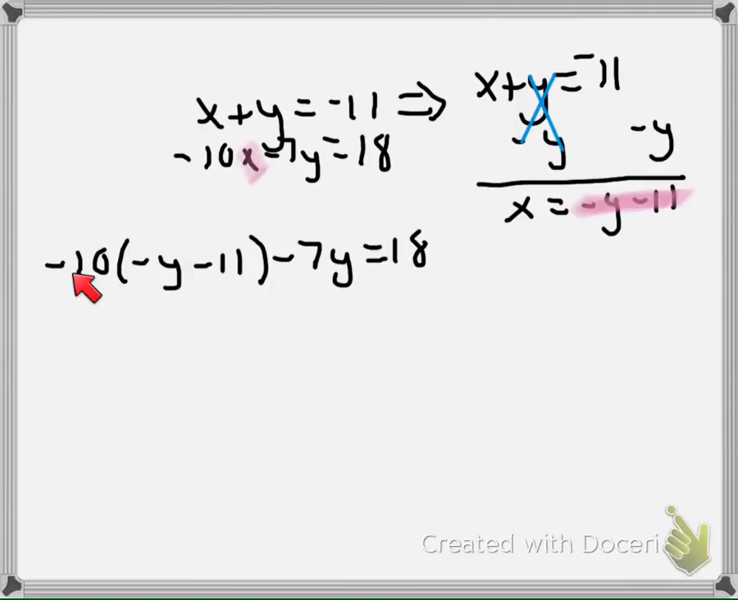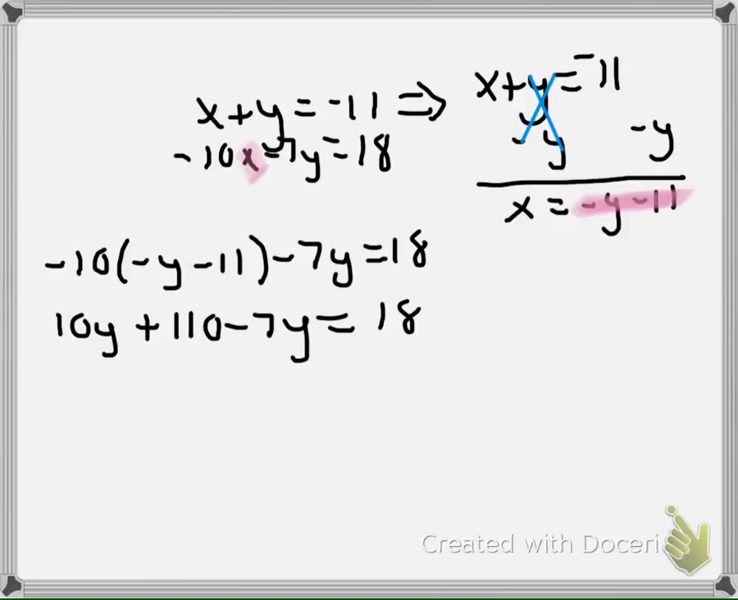Now I'm going to distribute, so I have to do negative 10 times negative y, which is going to give me 10y positive, because a negative times a negative. And over here, negative 10 times negative 11 is positive 110. And then I'm just recopying the negative 7y, and I'm recopying the equals 18.